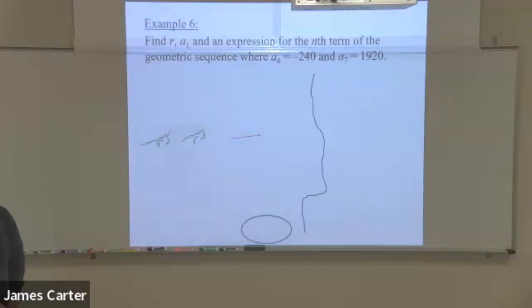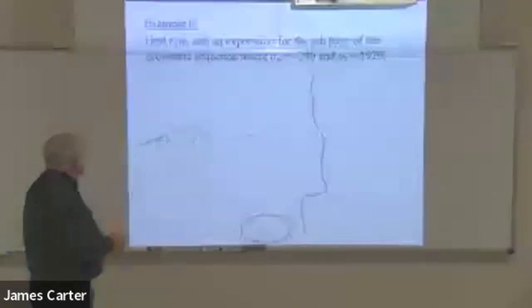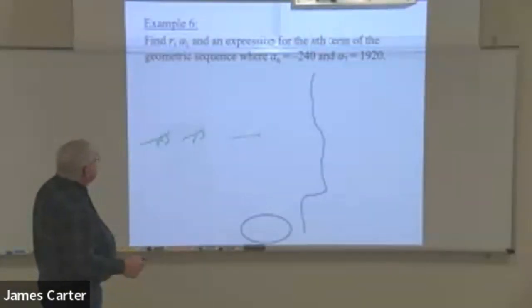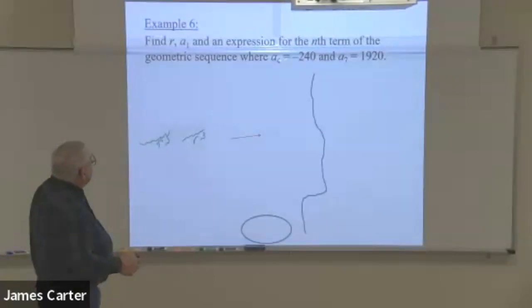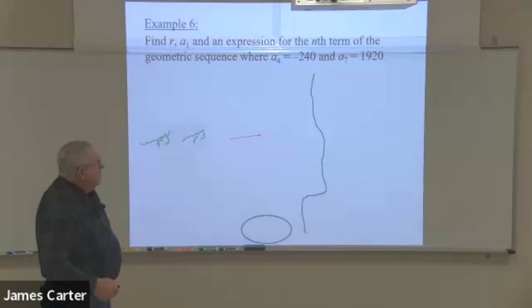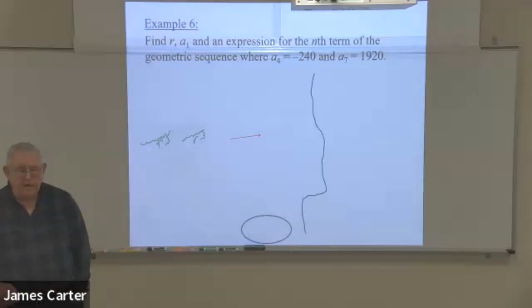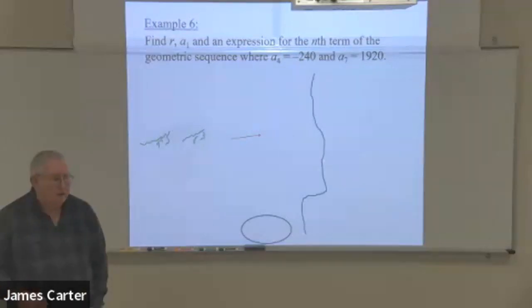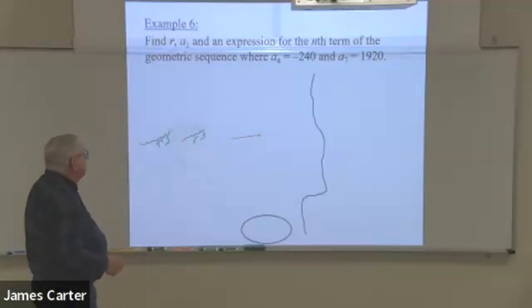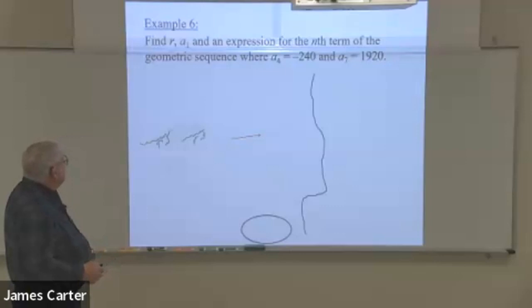Okay, on the next one: find the first term and find an expression for the nth term, meaning the general rule, where the fourth term is -240 and the seventh term is 1920. This is kind of an ugly problem. Okay, this is going to take multiple steps. First thing we've got to do is find the common ratio.